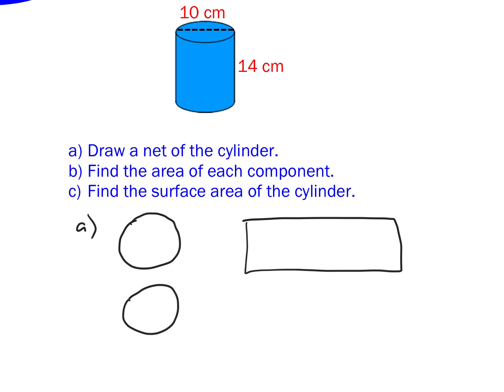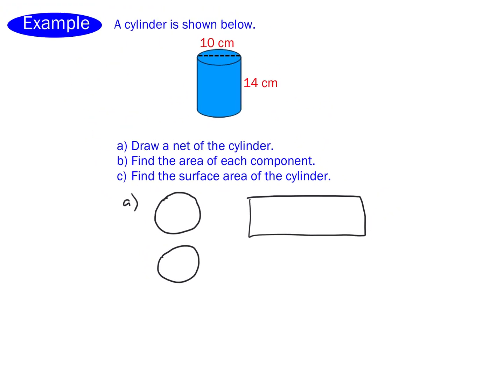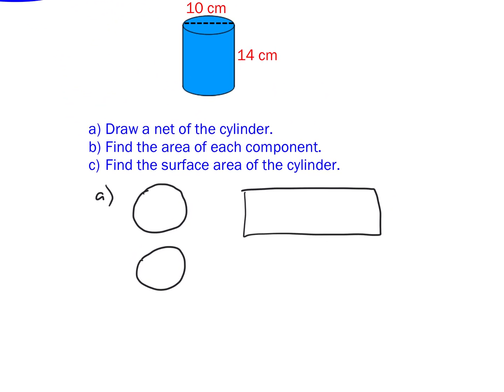And now what we're going to do is find the area of the circles and the area of the rectangle. So if we're talking about area of a circle, we always use radius. What's the radius of the circle? 5. There's our radius of the circle. We'll figure out the area in a moment.